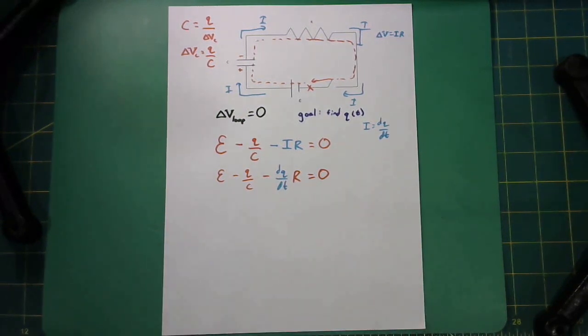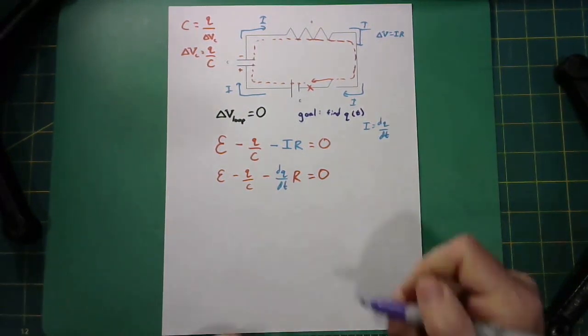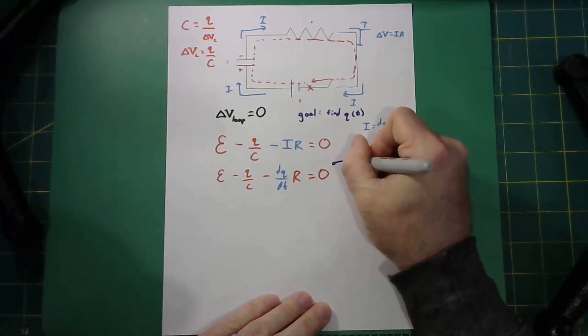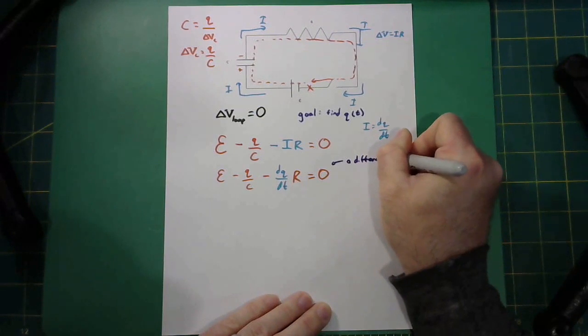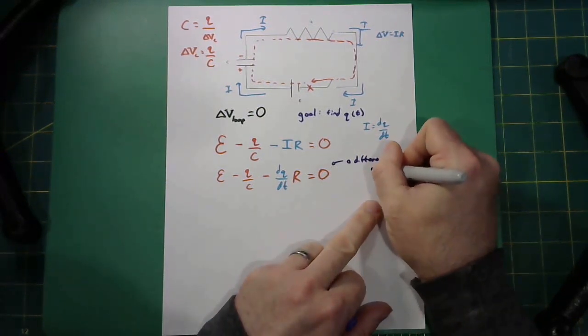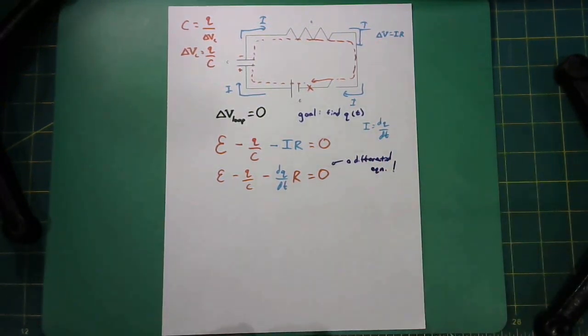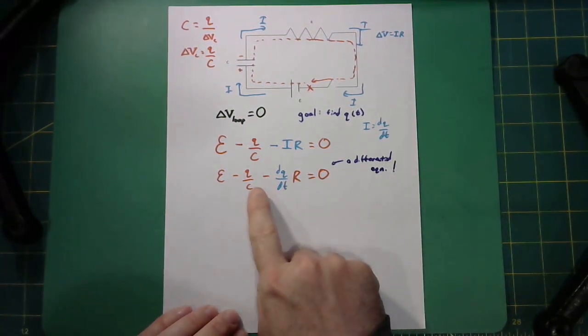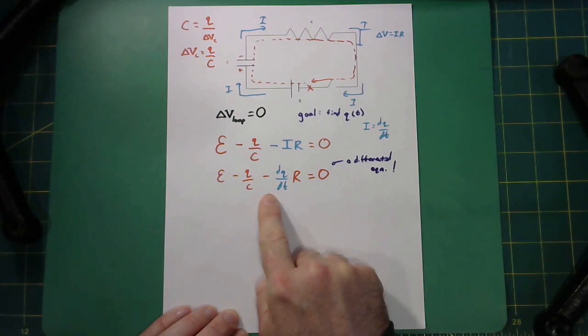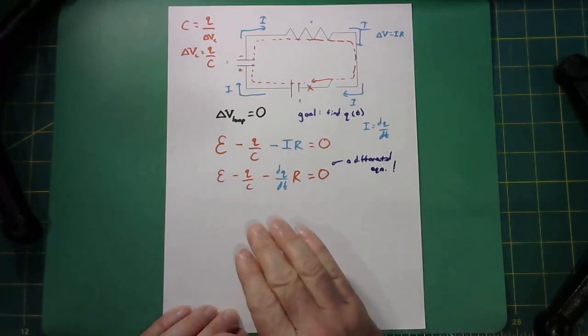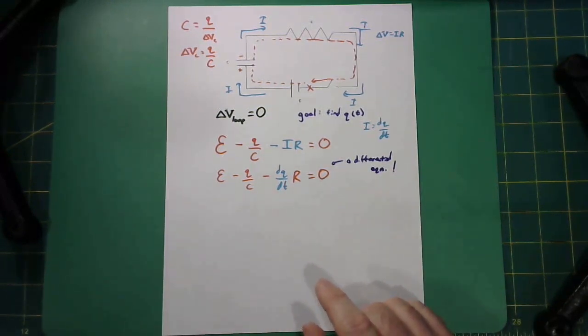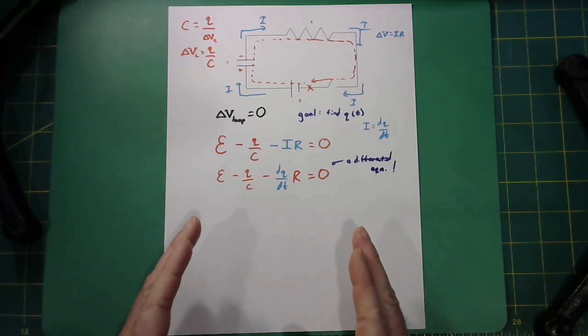You say, this is a differential equation. And so that means we're going to have to do some tricks to solve it. What we're going to do is solve this by separation of variables. We're going to get all the Q's and dQ's on one side of the equation, all the T's and dT's on the other side of the equation, and then we're going to integrate both sides.